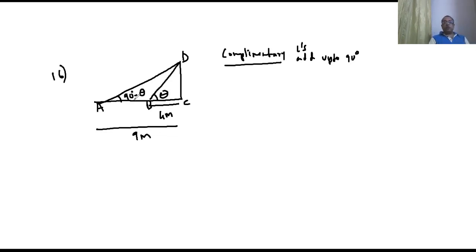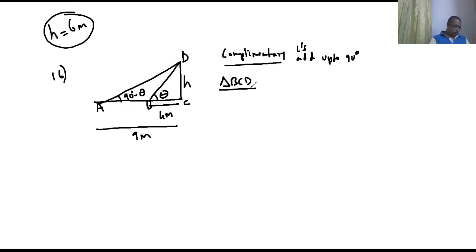If this is theta, this will be 90 minus theta. And here, what is the question? Prove that the height of the tower is 6. Already it is given that we need to prove that the height of this tower is 6 meters. So let's see whether we can prove this height as 6. So we are going to take triangle BCD first. In triangle BCD, we can say that tan theta is equal to h upon 9.